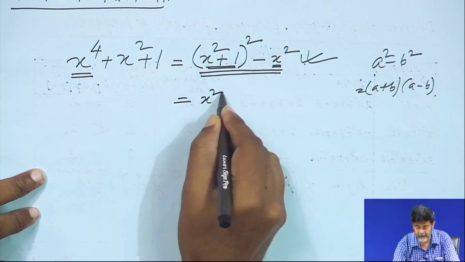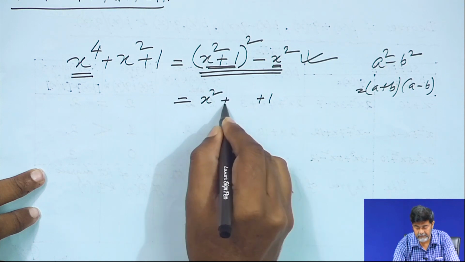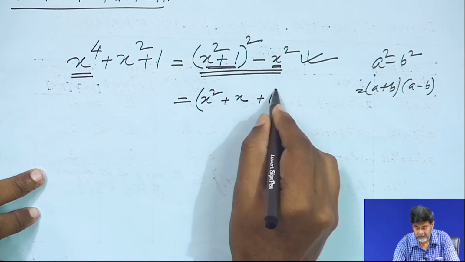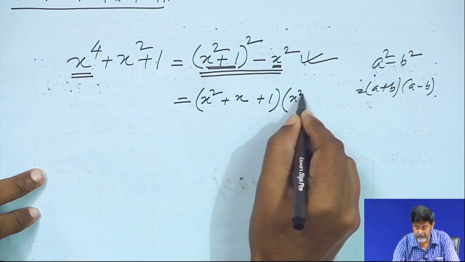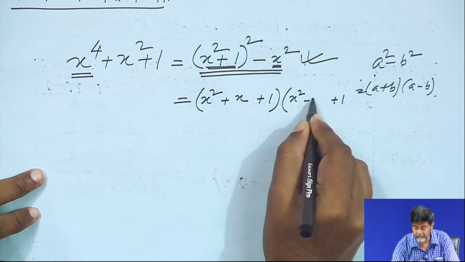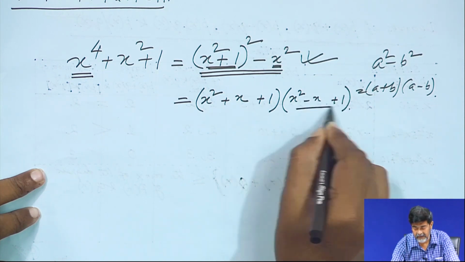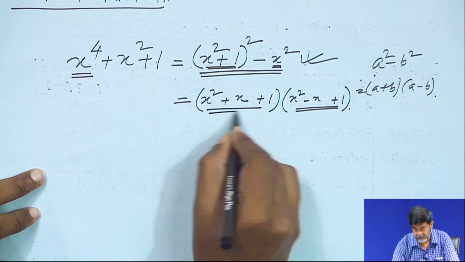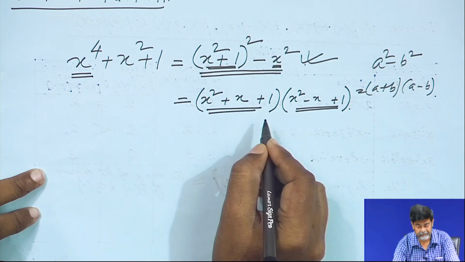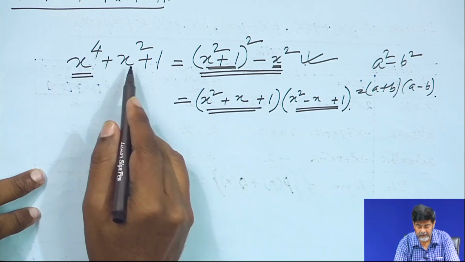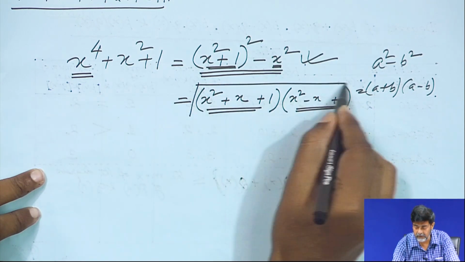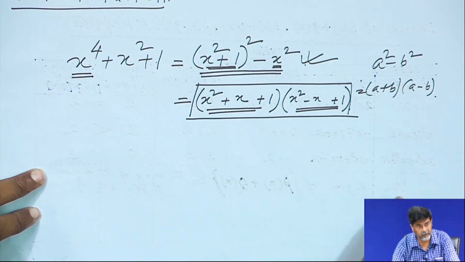Therefore, this is a plus b, okay? And into a minus b, this is a and this is minus b. I have arranged the terms in the descending powers of x. Therefore, x to the power 4 plus x square plus 1 is the product of these two factors. Okay.